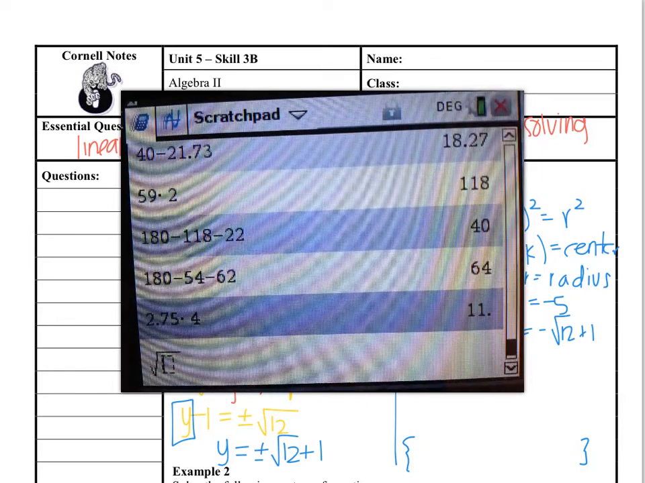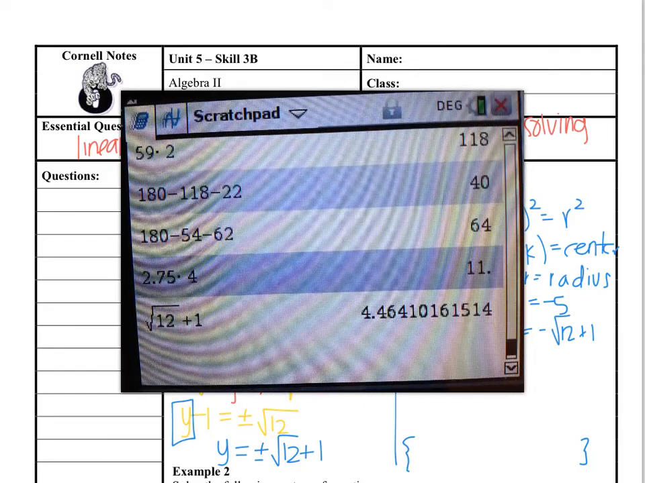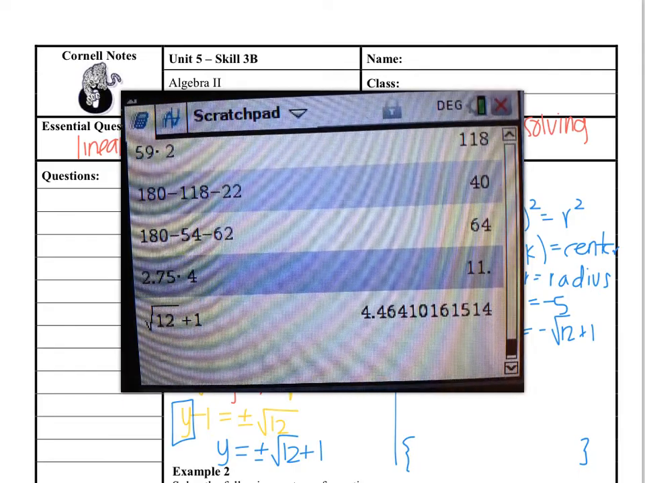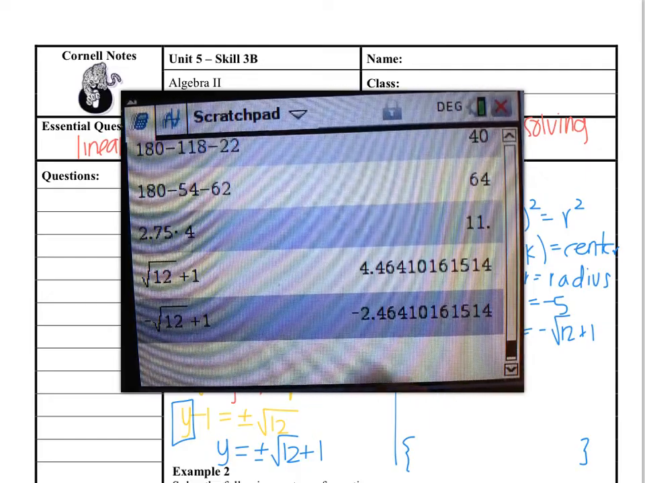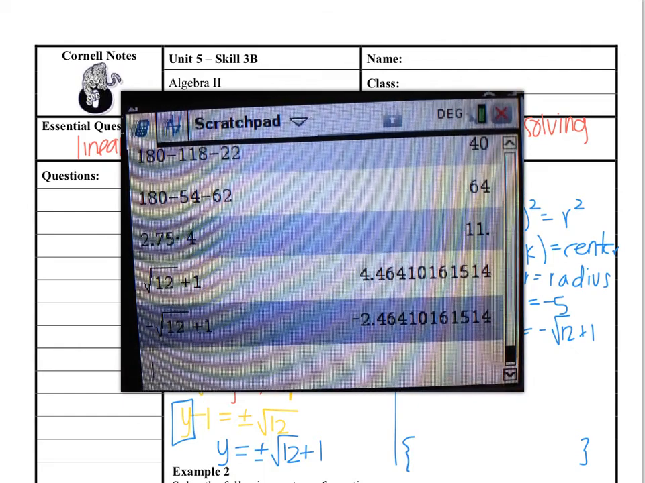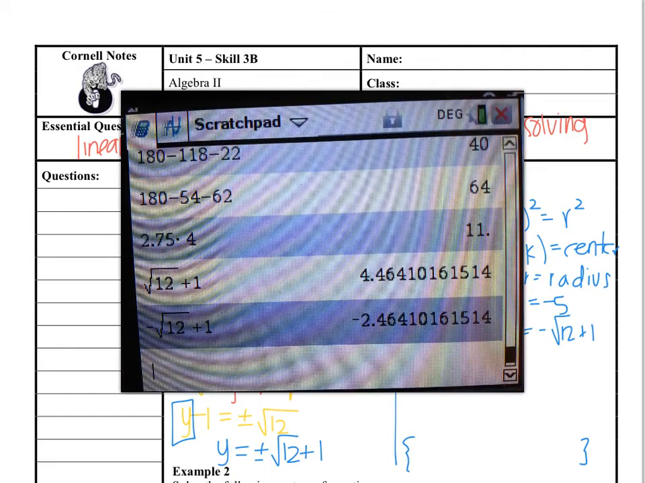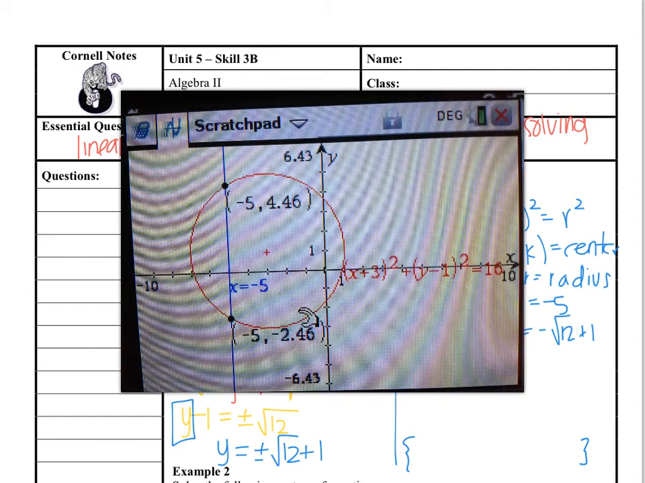Square root 12 plus 1 gives me that 4.46, and then negative square root 12 plus 1 gives me that negative 2.46. So we would draw that little picture on our paper, show that it worked out in the check, so it would just look something like this, and then we can choose both answers as our solution.